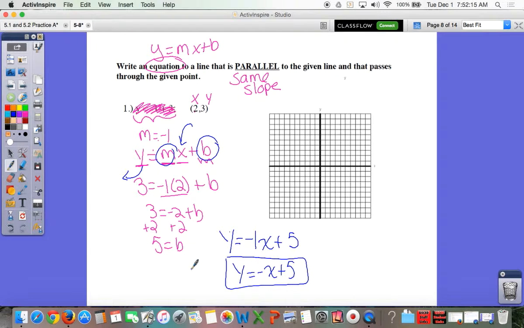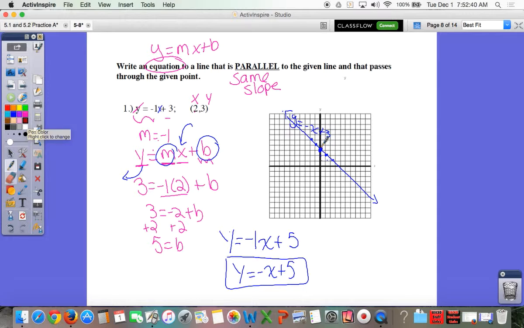If you wanted to, you could go ahead and graph these two lines and see that they are parallel and not the same line. So you could graph your 1, 2, 3, down one, right one, down one, right one, up one, left one, up one, left one. And this line right here was y equals negative x plus 3. And then this one was positive 5. So you could have gone up to 1, 2, 3, 4, 5. Down one right one, up one left one. And you can clearly see that they are parallel. y equals negative x plus 5. So you can always check by graphing.